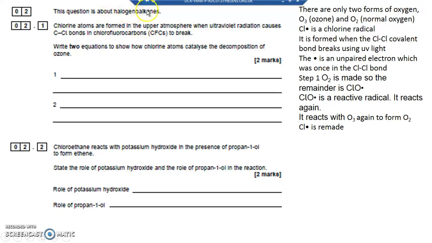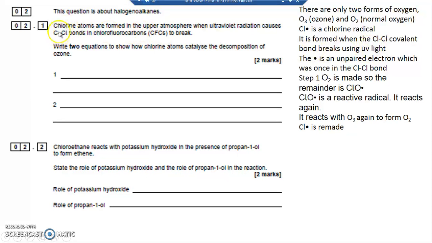So this question is about halogenoalkanes in the upper atmosphere, chlorofluorocarbons and ozone. When you have a chemical like chlorine, or a chemical that's got chlorine in it, like a chlorofluorocarbon that's got a C to Cl, so it's got a chlorine atom in there, that covalent bond can break. It can break in the upper atmosphere in the presence of UV light.